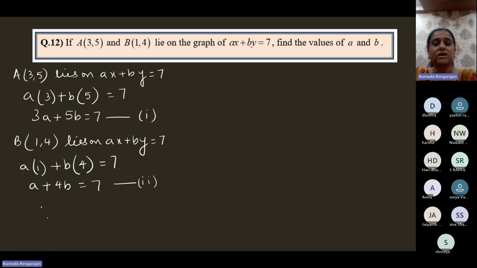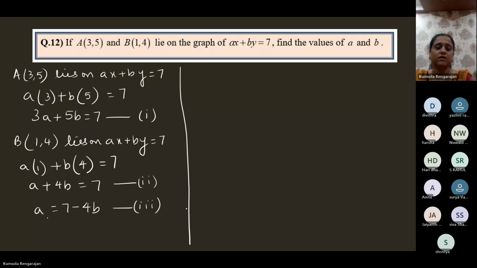Work ahead meaning write one variable in terms of the other. So you can write A is equal to 7 minus 4B. We used the second equation and we have written A in terms of B. So we have A is equal to 7 minus 4B. Now what do you do? We have got equation 3 from 2.